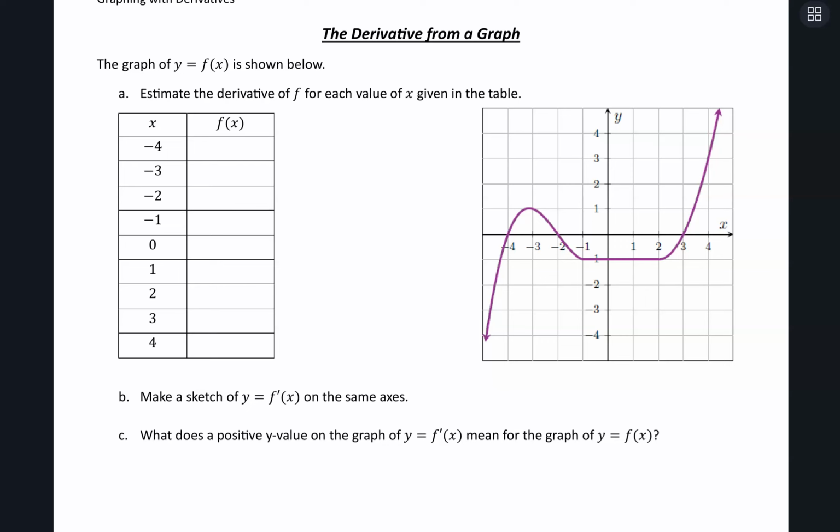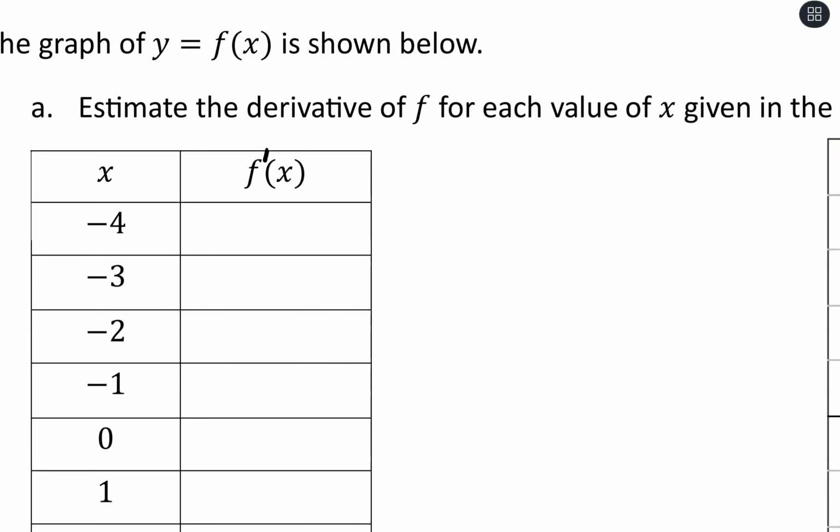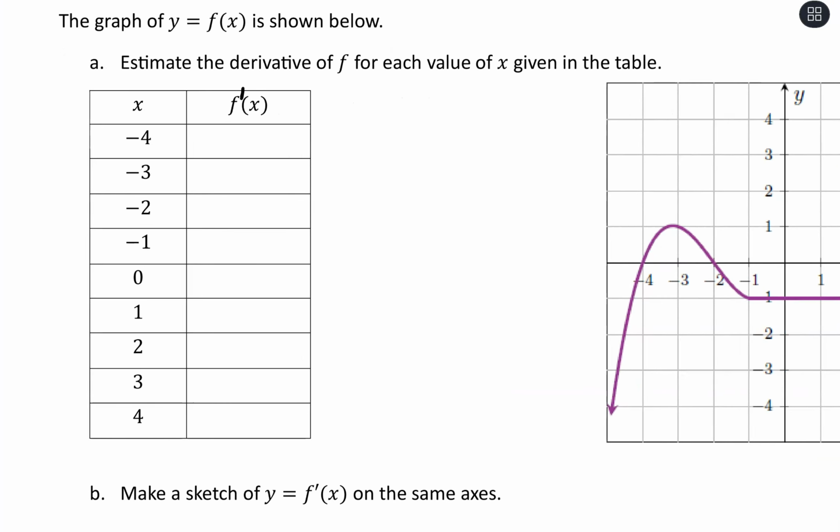So what we want to do in this section is switch between graphing and derivatives and see how the two connect with each other. So what we have right here is a graph of a function. And what we want to do is describe what's happening with the derivative for each of these x values on the table. And actually, I'm going to change where it says f of x to f prime of x.